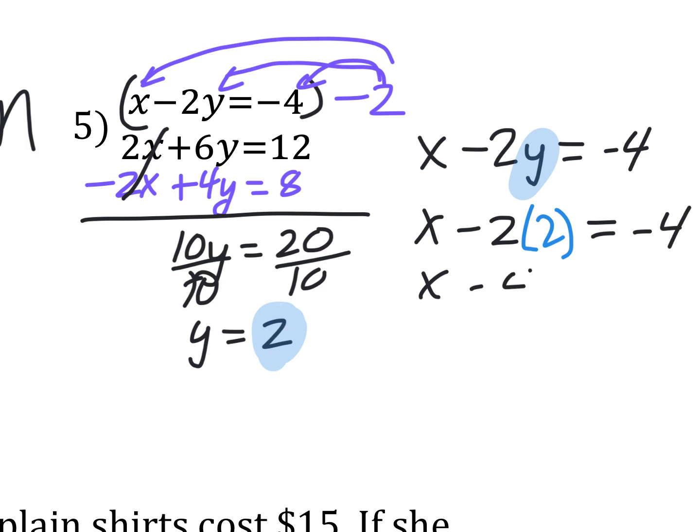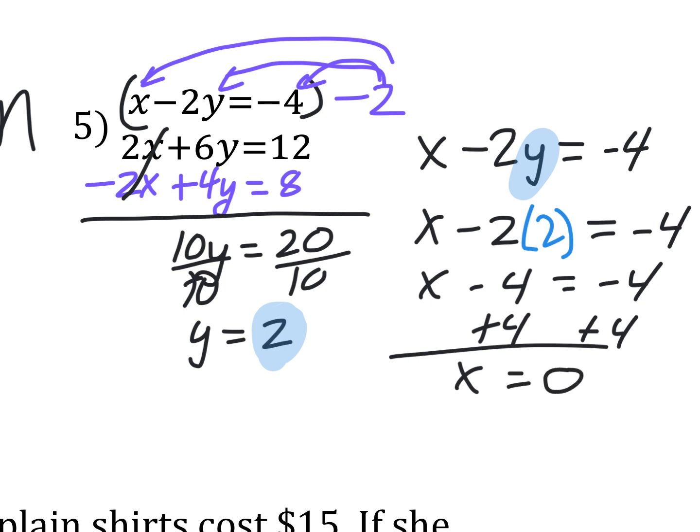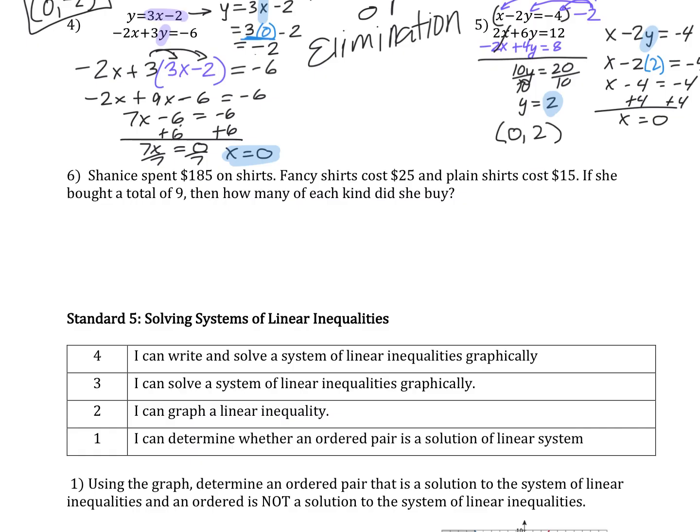So x minus 4 equals -4. Add 4 to both sides. My x-coordinate is 0. So my solution for this one is (0, 2). Alrighty, last one for system of equations.